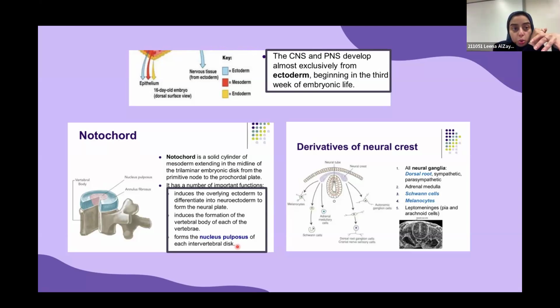Then you have the adrenal medulla, you have the Schwann cells, melanocytes, and leptomeninges. What's leptomeninges? It's basically the meninges that make the pia mater and the arachnoid mater. So dura mater is not created from the neural crest cells, okay? So again, neural crest cells make the neural ganglia of the dorsal root, the sympathetic, and the parasympathetic ganglia. Second, adrenal medulla. Third, Schwann cells. Fourth, melanocytes. And fifth is leptomeninges. What are leptomeninges? Pia mater and arachnoid mater. Dura mater is not derived from the neural crest cells, okay?